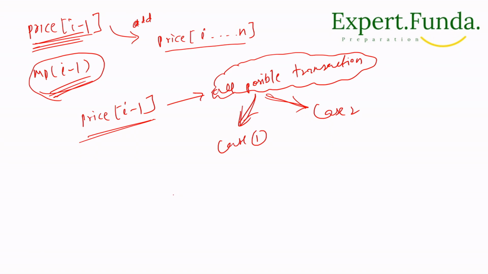Actually we buy this stock at price I minus 1, and then sell at some point. That is called case 1. We have bought the stock at this price and then sold it at some point. So we buy the stock at price I minus 1 and sell it at some point in the price sequence from I to n.